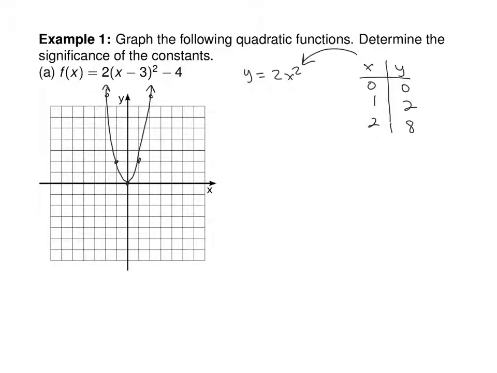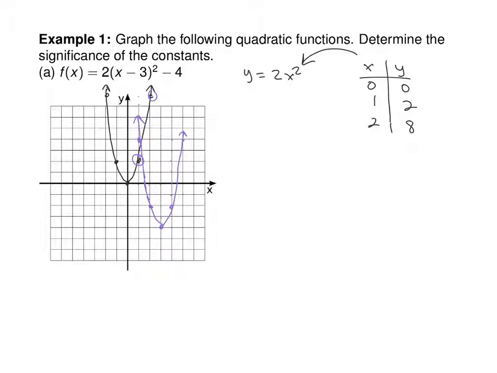So is everyone okay with how I got that? Once you have this parent function, how should you shift it? Left or right? Right 3, down 4. Great. 1, 2, 3, 4, 5, 6, 1. Do you guys understand what I was just doing there? I was counting how far it was from this point to this point. Okay, so there's your shifted function.